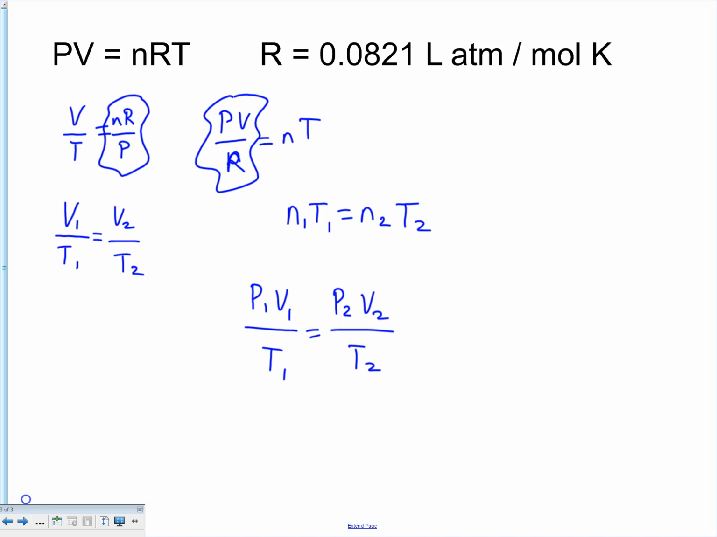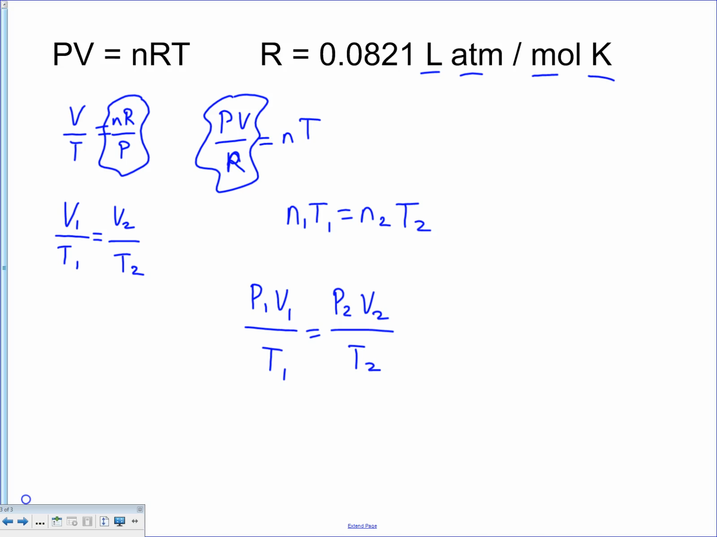So that means we're not locked in with liter atmospheres per mole Kelvin when we're doing these proportionality equations. You can put pressure in any units or volume in any units, and you get those same units back out. So you don't have to convert before plugging into one of the proportionality equations like you do when you're plugging directly into the PV equals nRT equation.